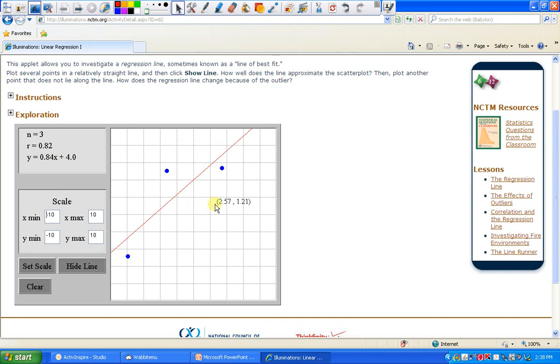Now we only have 3 points, so we have to be a little careful about that. But that's what R tells us. Okay, the closer R is to 1 or -1, the stronger the fit is, and the closer it is to 0, the worse the fit is, or the less relationship there is. Okay, so we call this the line of best fit, but let's talk about what that really means.